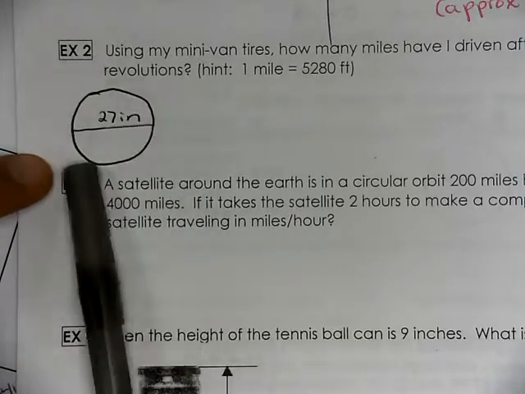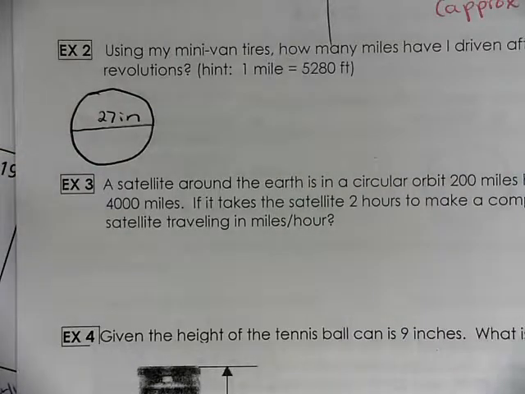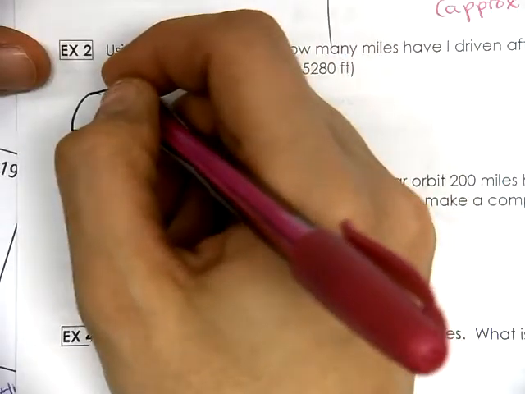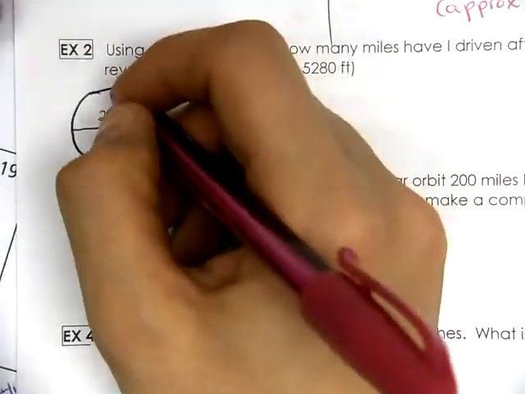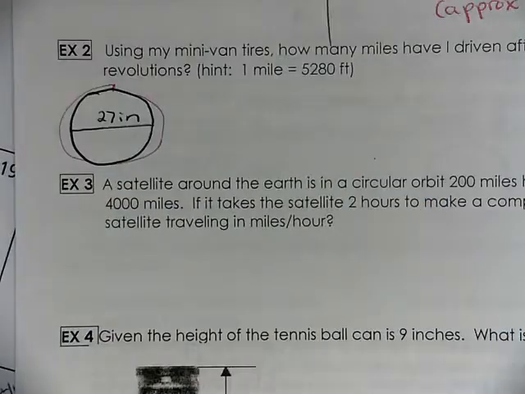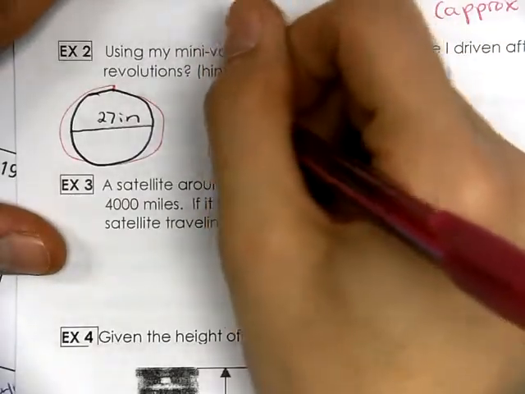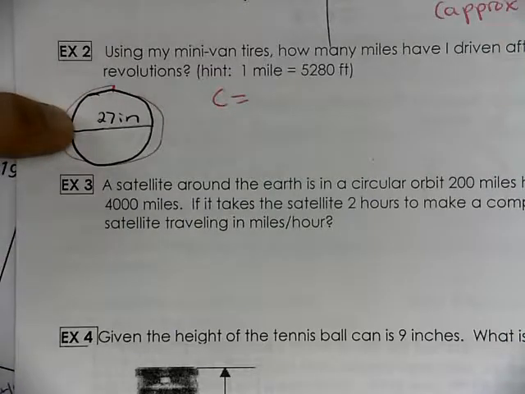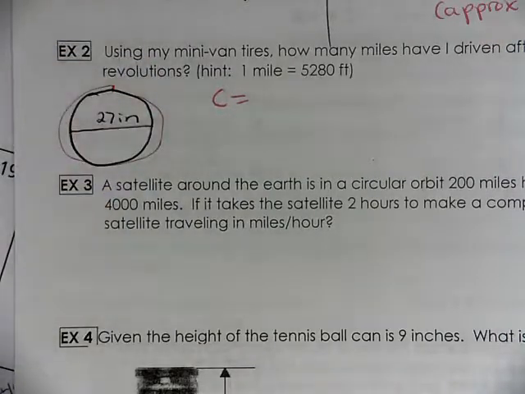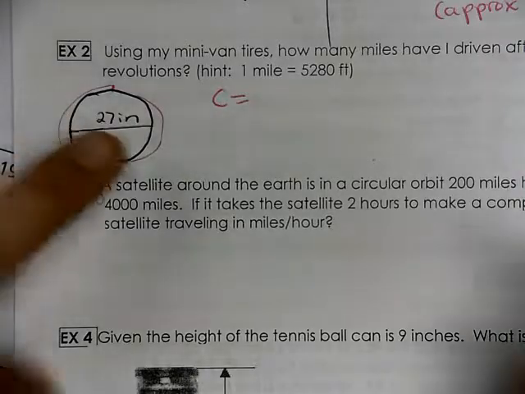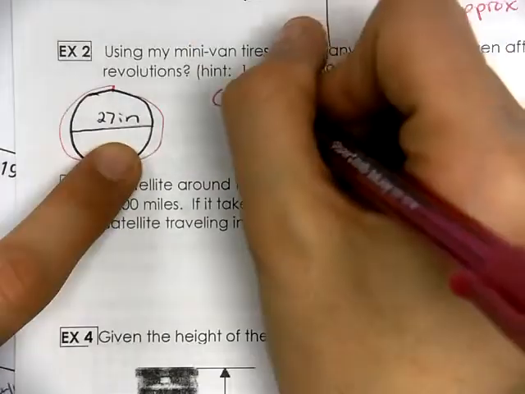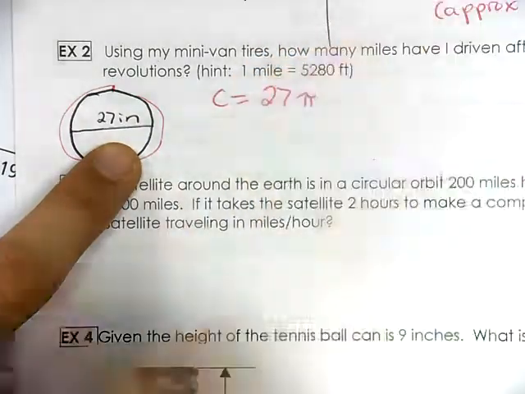If I'm driving my minivan, I want to figure out how many miles I've driven after I've rotated through 1,000 revolutions. So think about one revolution. Let's say there's something stuck in your tire. One revolution would be like 1 circumference. So if my tire is being rotated 1,000 times, I want to figure out how far I've driven. My first step is to figure out the circumference of my tire. What's the distance of my tire if it were laid out flat? Because this is the diameter, I'm just going to do 27 pi.